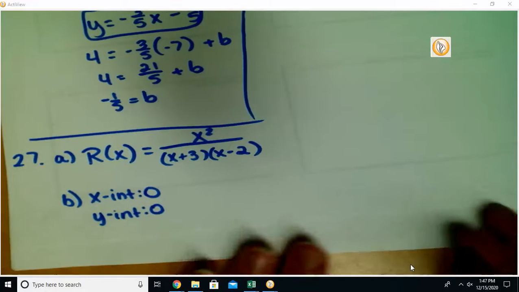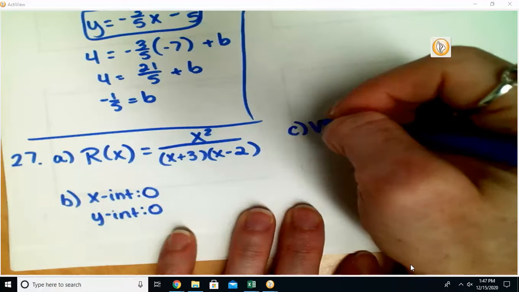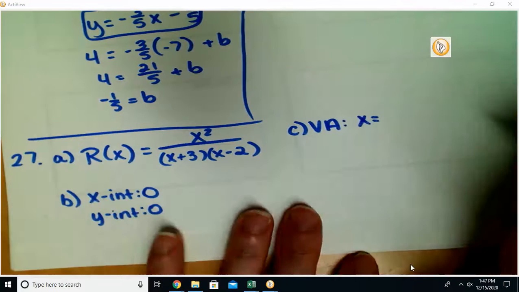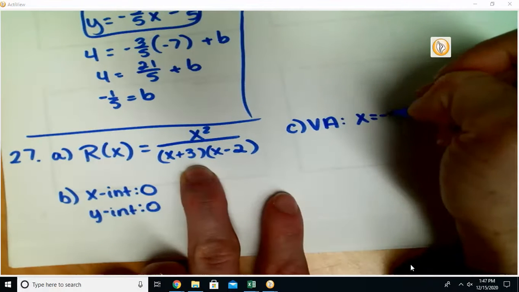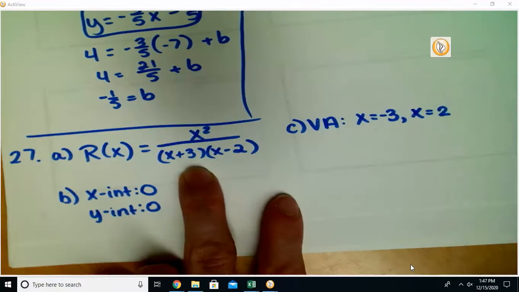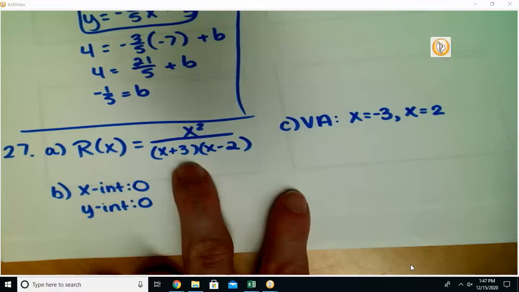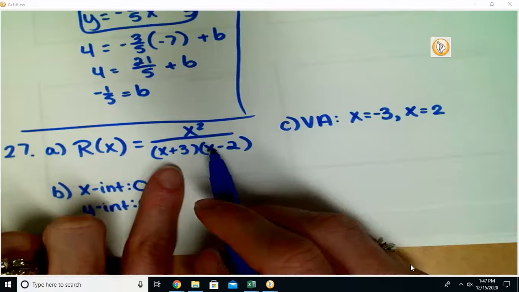Okay, asymptotes. Vertical asymptotes. It's a vertical line, so I need the full equation. X equals whatever makes the bottom 0. So that would be a -3 and a +2. So 2 of them. How did we get the y intercept? You plug in 0 for x.